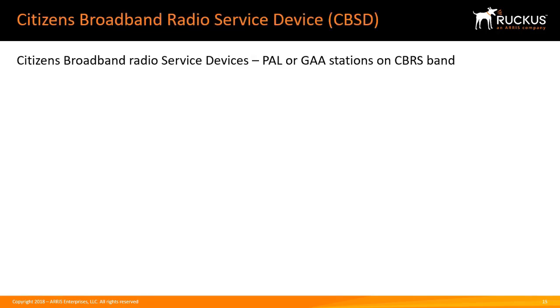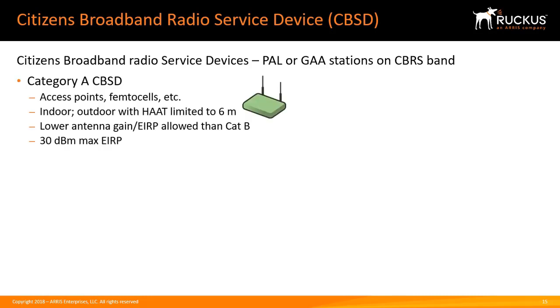CBSDs are devices that operate in the PAL or GAA tiers of CBRS. Again, incumbents have free rein within the CBRS spectrum and are not necessarily required to comply with these guidelines. First, we have Category A CBSDs. These are your access points, femtocells, and similar small low-power base stations.